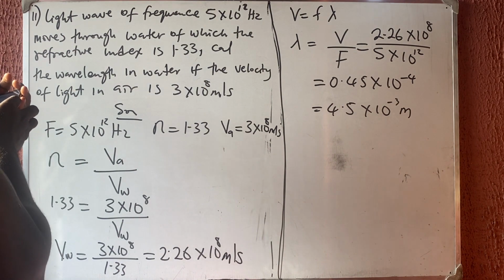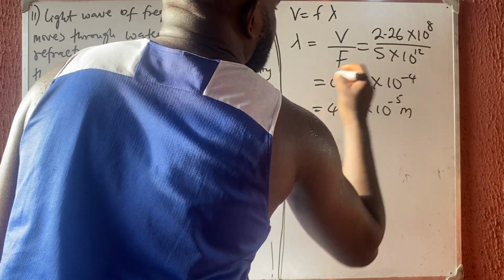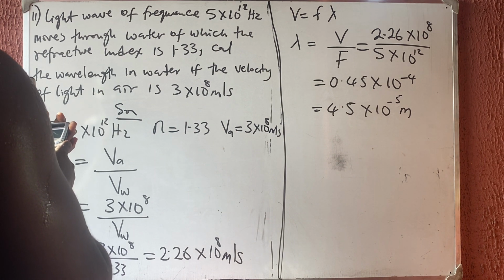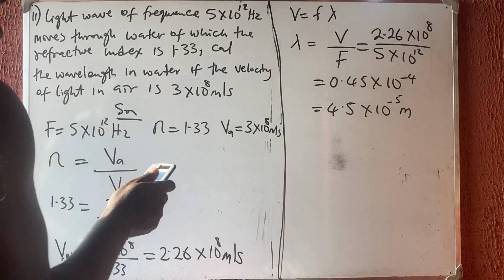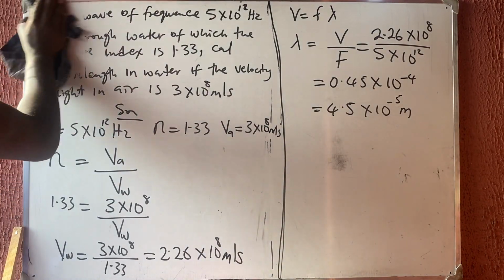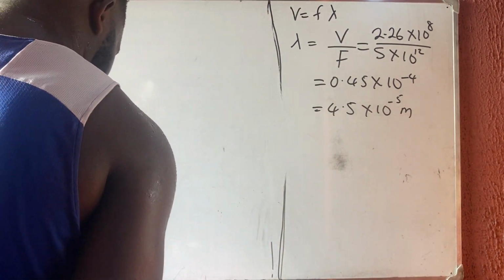So you see, it's very, very simple. Okay, sorry, it should be divided by 5, because I moved this way. You can check it out. 2.26 times 10 raised to power 8 divided by 5 times 10 raised to power 12. Okay, yes, 4.52 times 10 raised to power minus 5. So we'll go to the next question. Question number 12. These things are very, very easy to calculate.